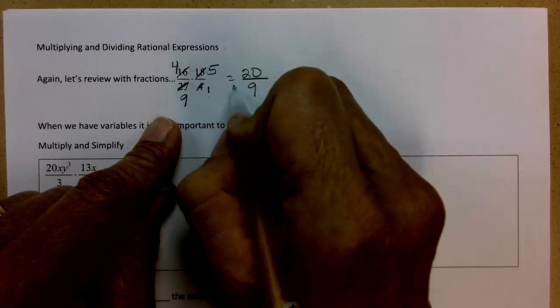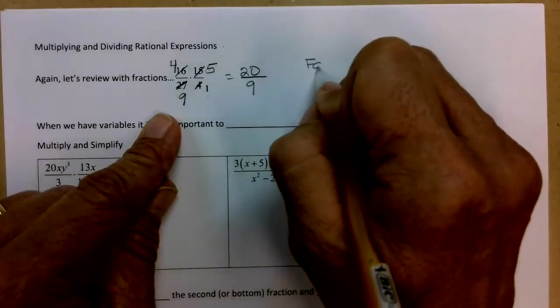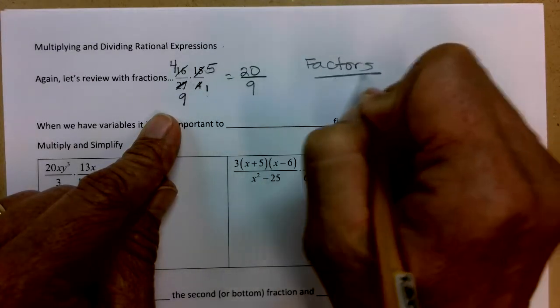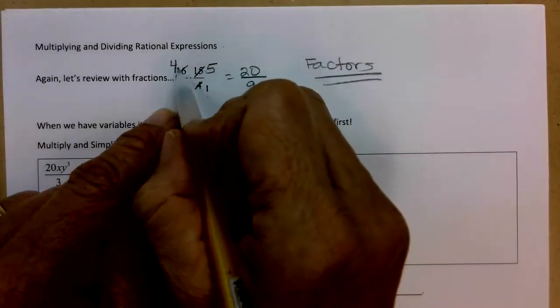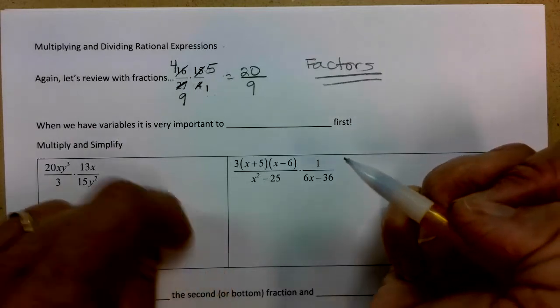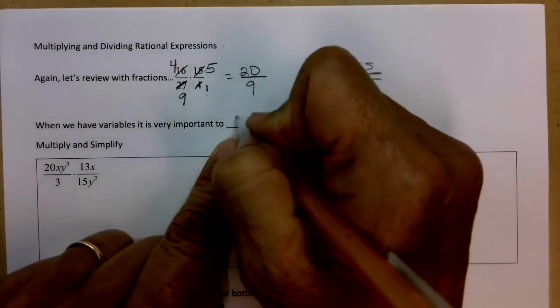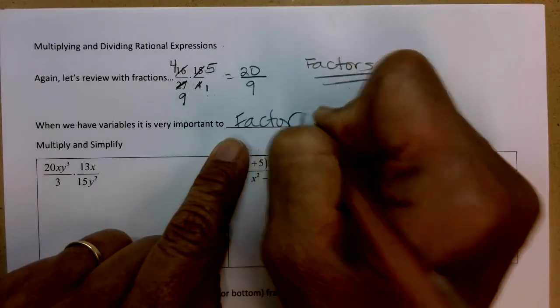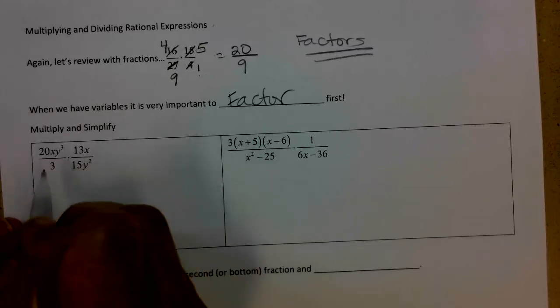So once you've found the common factors, am I expressing that strongly enough? Once you find your common factors and reduce them, then you multiply across the top, multiply across the bottom. When we have variables, it is very important to, oh my gosh, I know you know the word, factor first. Okay, so multiply and simplify.